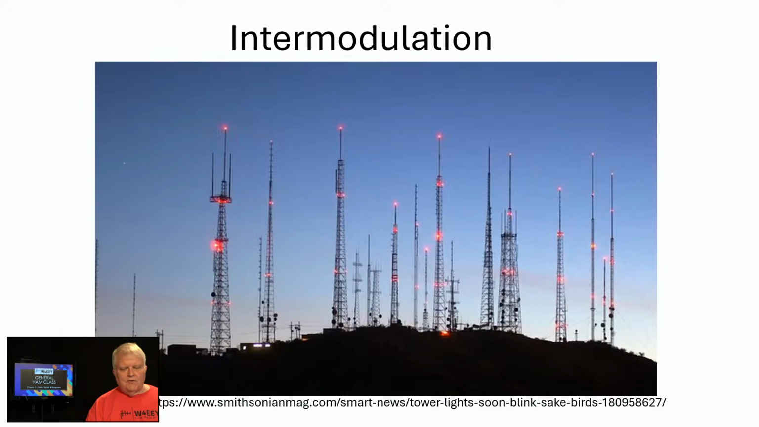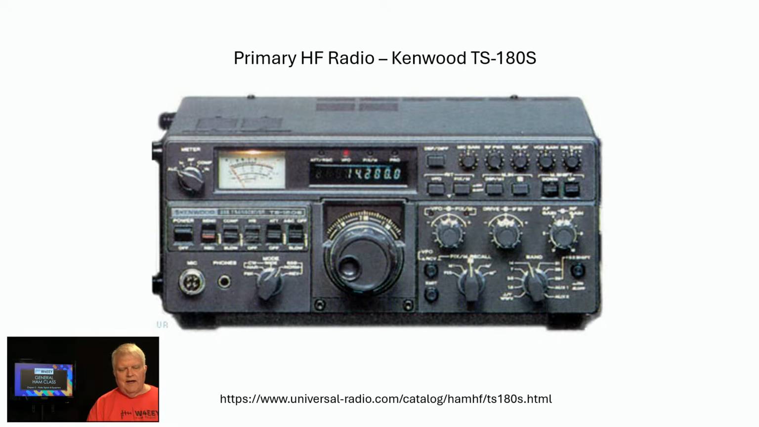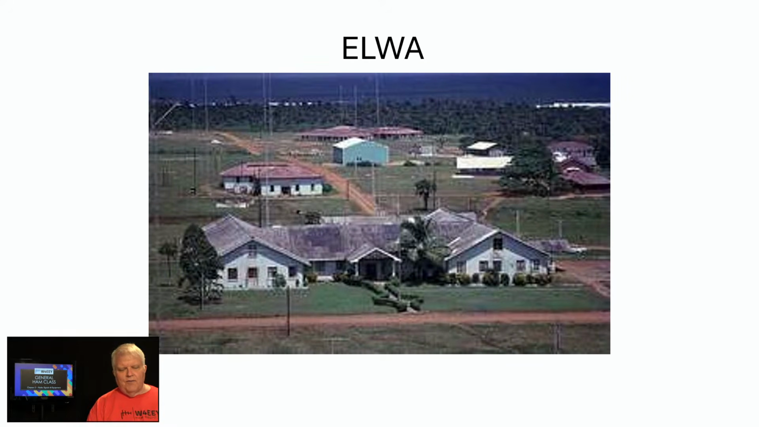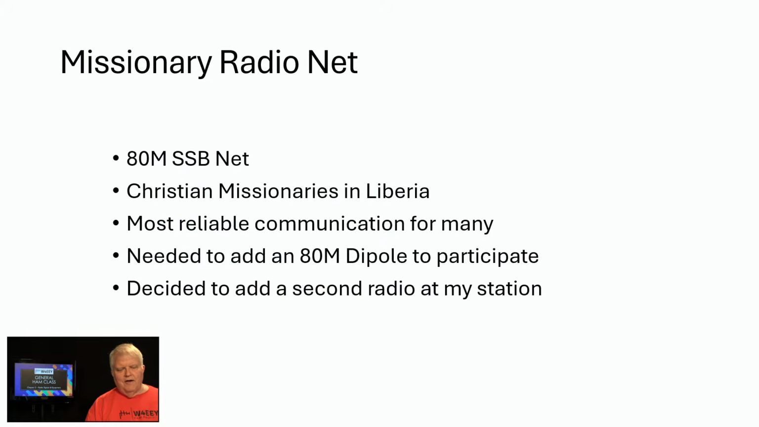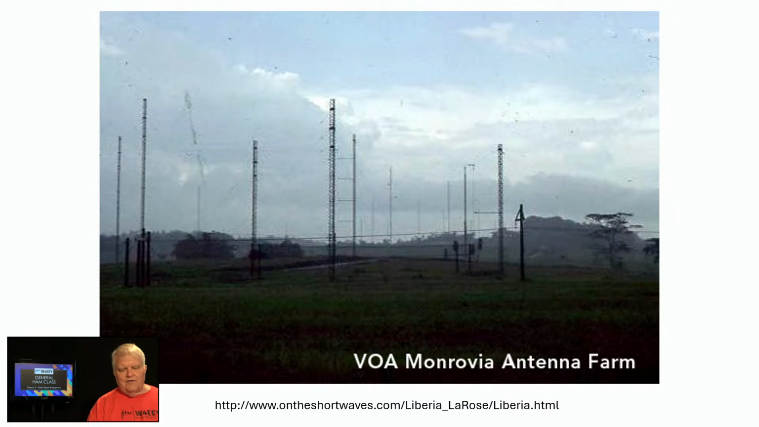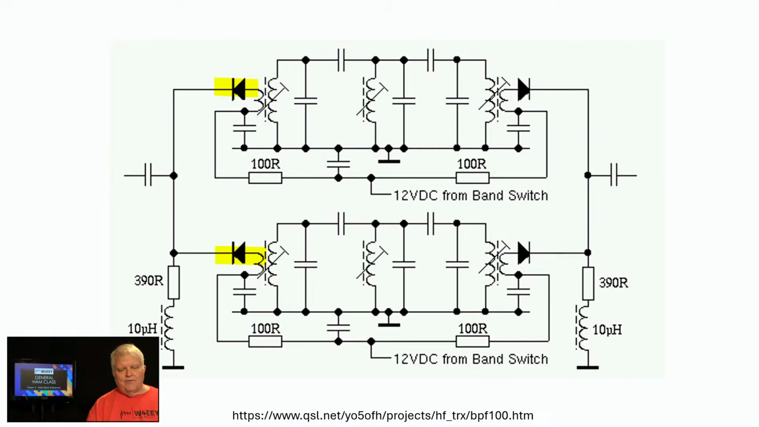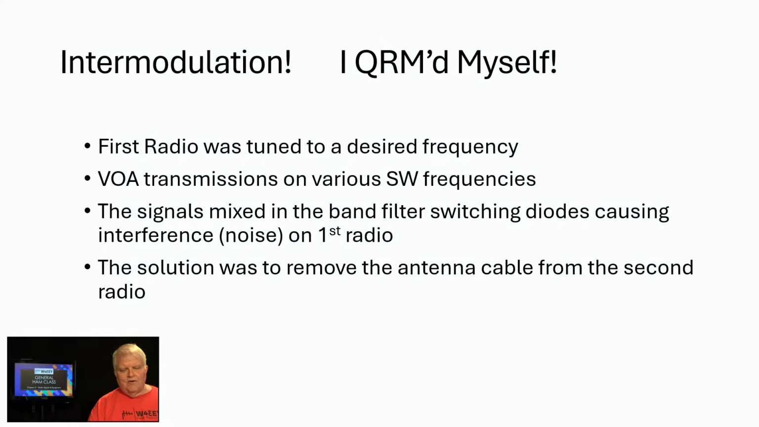When you have two signals together, you have something called intermodulation. I'm going to jump over my story time because we're running out of time here. But back in Liberia, I had two primary radios. I was part of a missionary radio network there, and I ended up generating my own intermodulation interference in one of my radios. It was all down to signal diodes, these things right here, that were being overloaded by local signals. And the only way to eliminate that was, well, you had to disconnect the antenna lead from the radio.